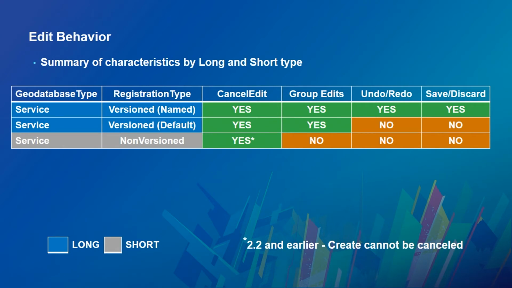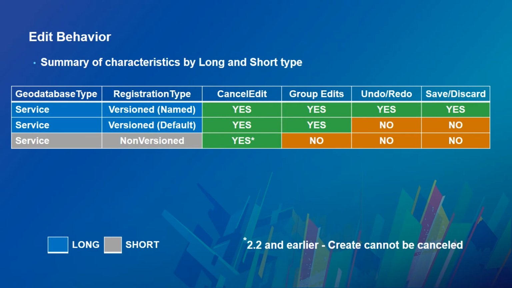You can set up events to grab edit events and cancel those before they occur. You can group edits into longer transactions. An example of that would be something like you move 100 features. All of that one move is all going to be done with a single apply edit called back to the feature service. You also get the ability to undo, redo, and save or discard your edit session.